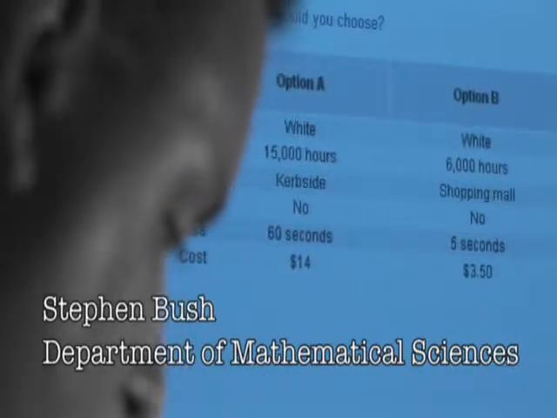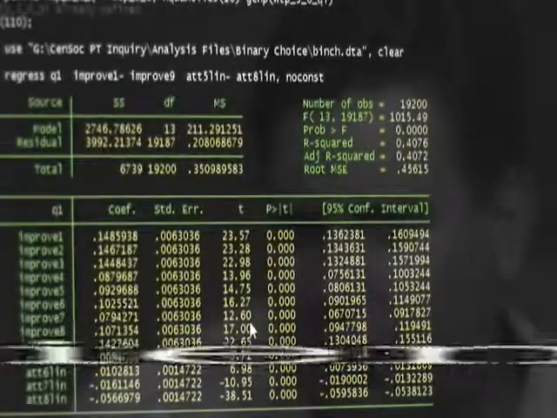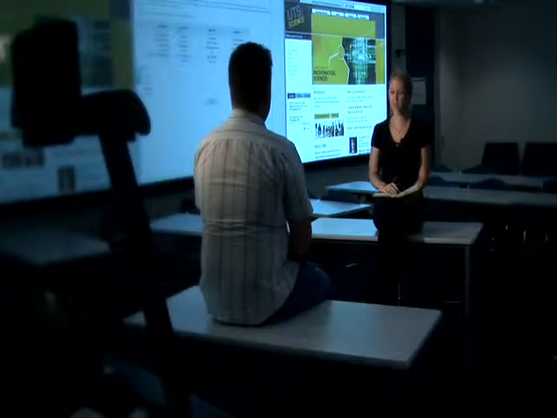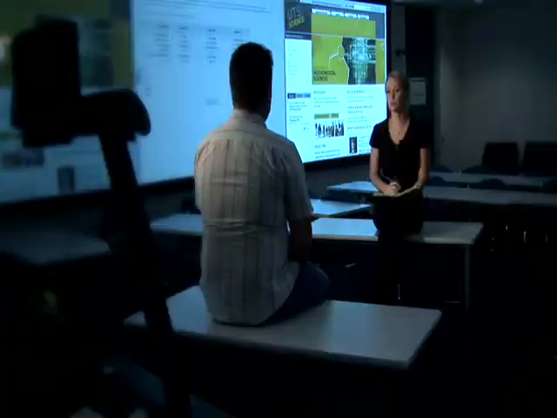Stephen Bush is a lecturer in the Department of Mathematical Sciences at UTS. He's recently submitted his PhD, which looks at the statistical study of choice. So Stephen Bush, you're a lecturer in the Department of Mathematical Sciences, but you're studying the statistical analysis of choice.